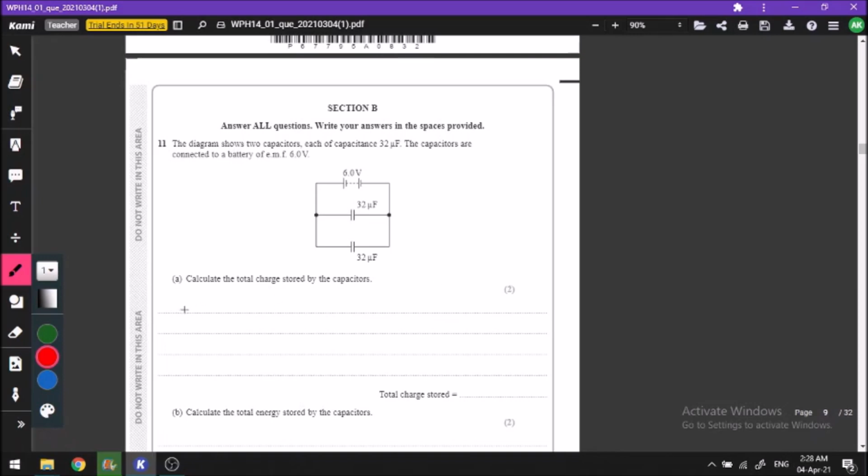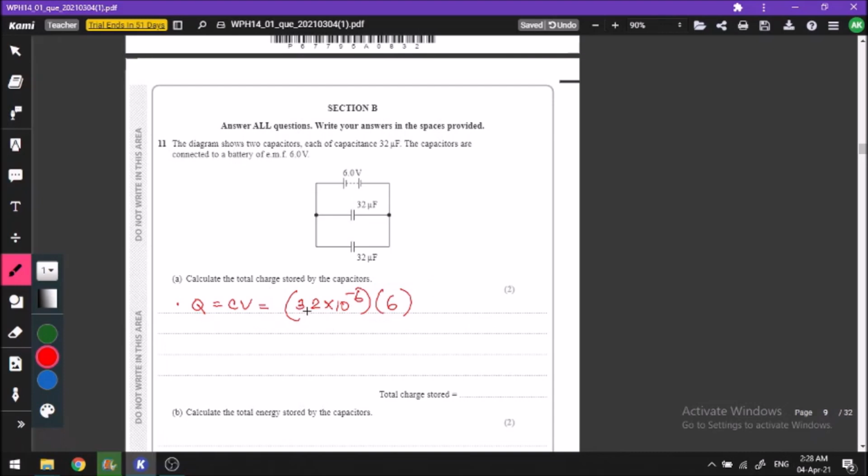So there are two marks. The first mark is for using the formula Q is equal to CV. Here Q means charge, C means capacitance, and V means voltage. And our capacitance, we have two capacitors, so it is 32. And since it's a micro, you have to put 10 to the power minus 6. Don't forget this 10 to the power minus 6, multiplied by the voltage.